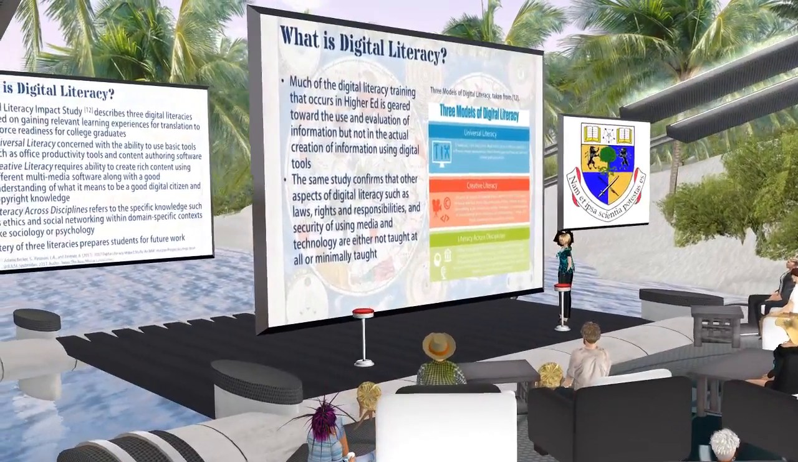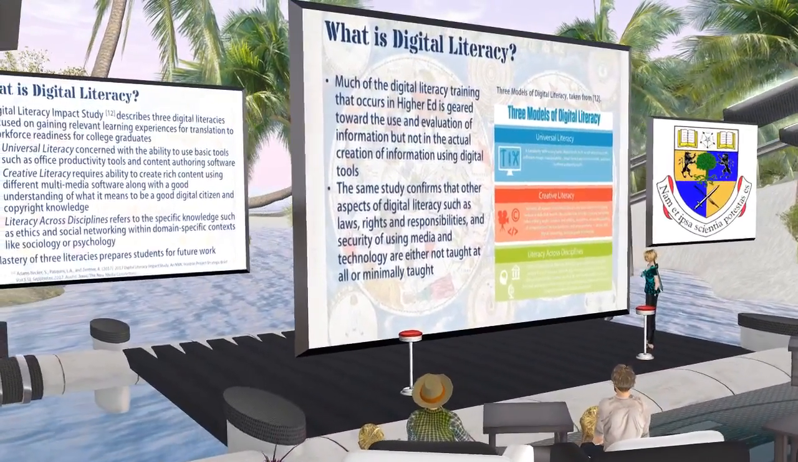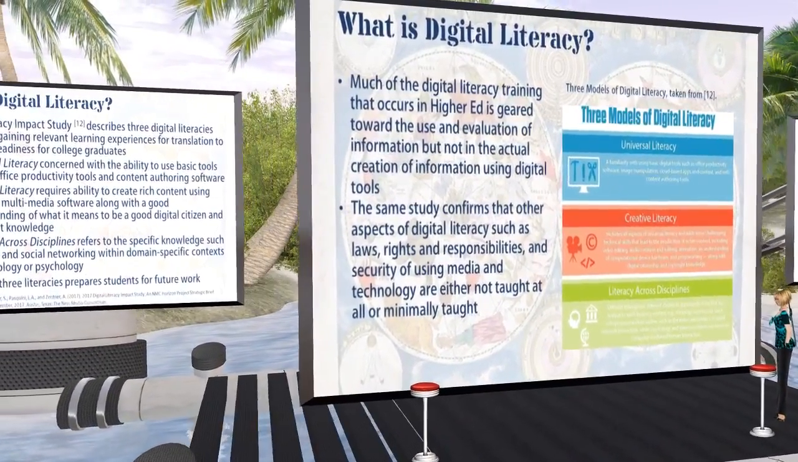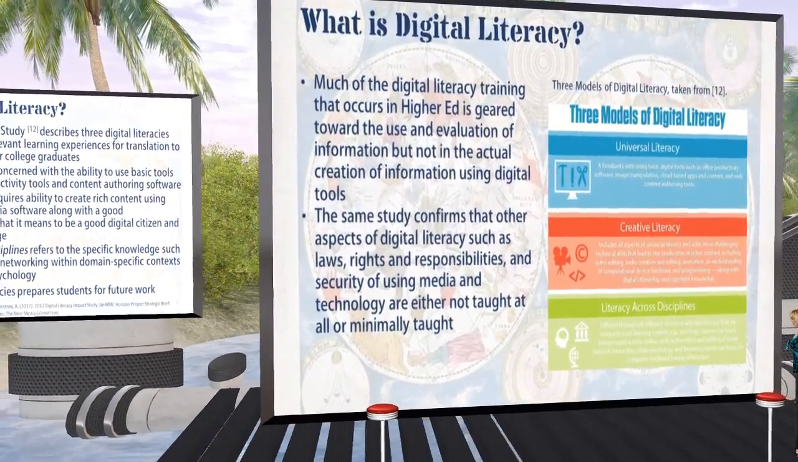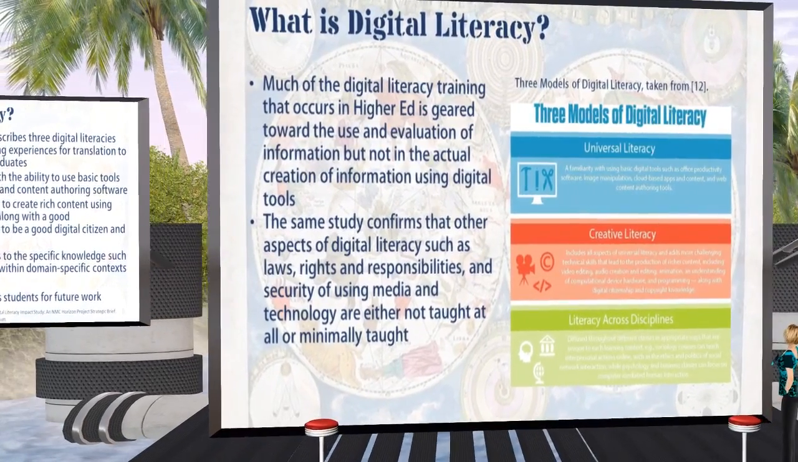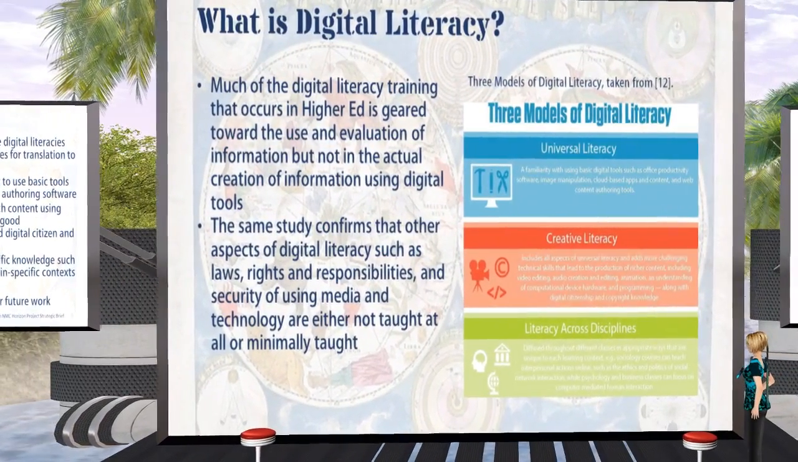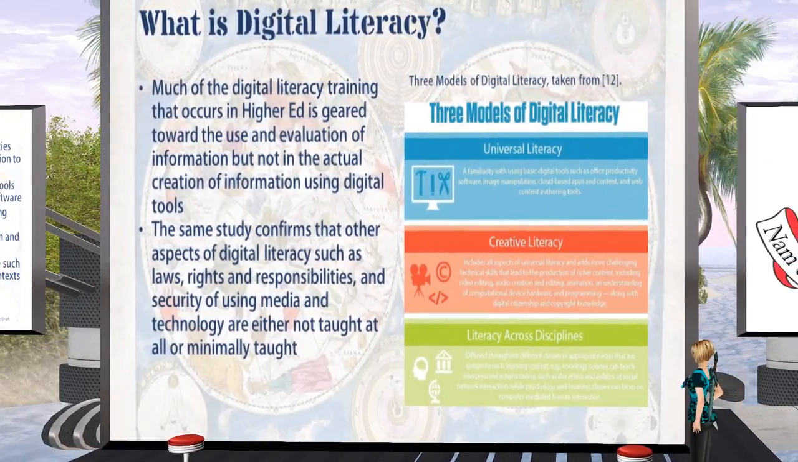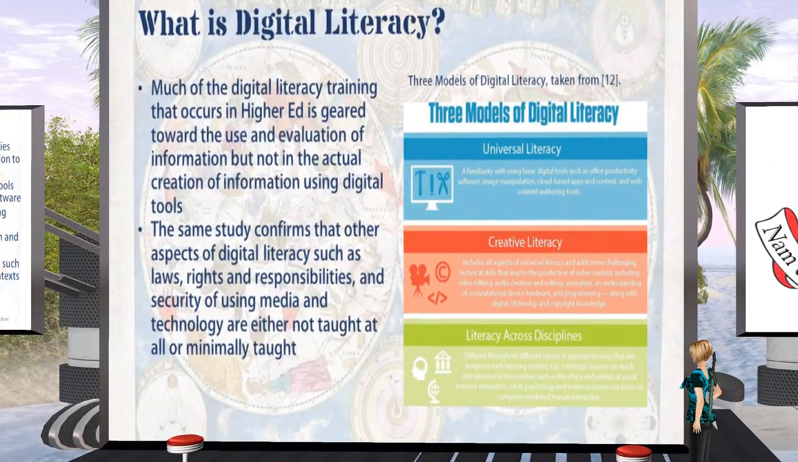It appears that much of digital literacy training that occurs in higher ed is geared towards the use and evaluation of information, but not in the actual creation of information using digital tools. And that same study confirms that other aspects of digital literacy, such as laws, rights and responsibilities, and security of using media and technology, are either not taught at all or minimally taught.